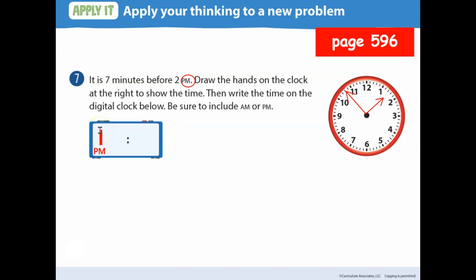So what time is it? 1:53, because the ten is 50, 51, 52, 53. You're right. Yes. 1:53 p.m., because that's what it says in the math word problem.